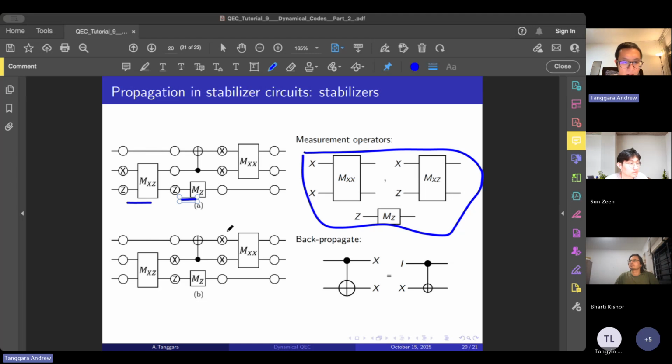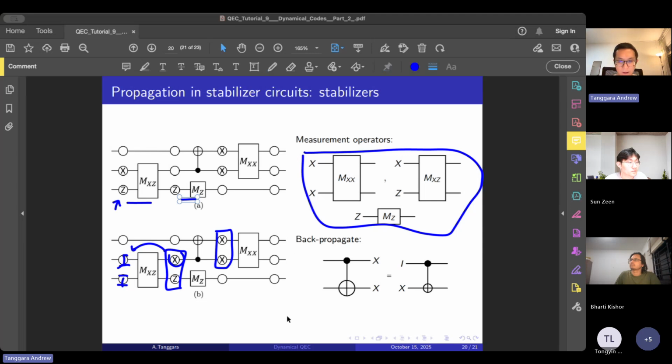Propagating these two X's is going to give me an X there, right? So that's why there's nothing there, but now there's an X there. And now I have this X and Z here. I can further back propagate that there. So that cancels out this first XZ. So now I have nothing here, just some identities.